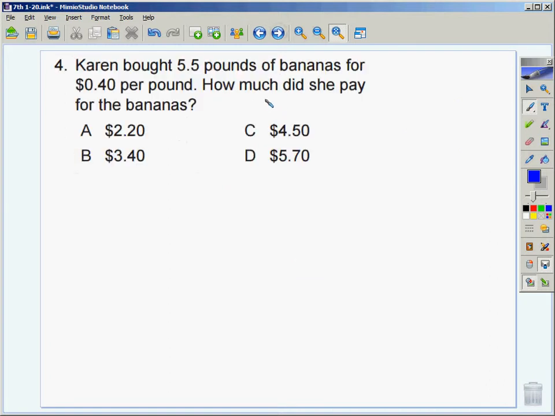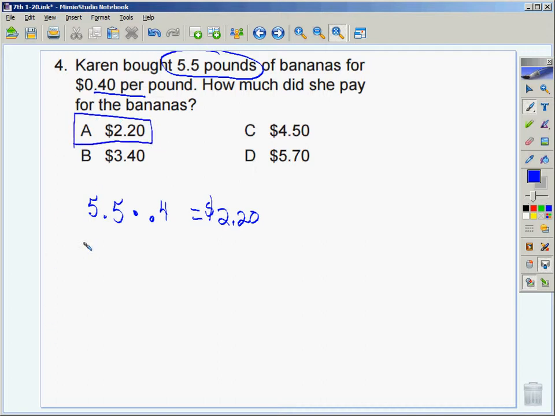Number 4 is a review question. If something costs 40 cents per pound, 40 cents per pound is a unit rate, and they told me that I was getting 5.5 pounds. This is simply a multiplication problem. I'm taking 5.5 times 0.4. And so when I work this out, I find out that it's going to cost me $2.20 to buy that 5.5 pounds, which is why A is the correct answer. Questions for number 4?